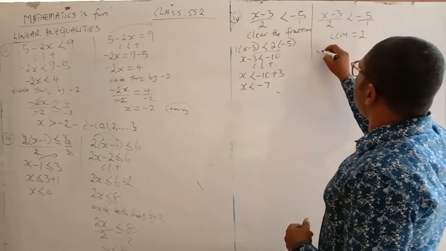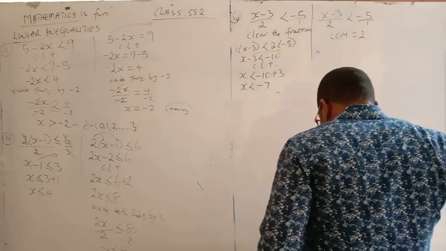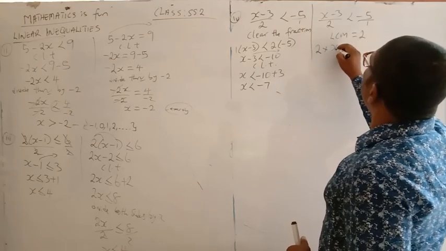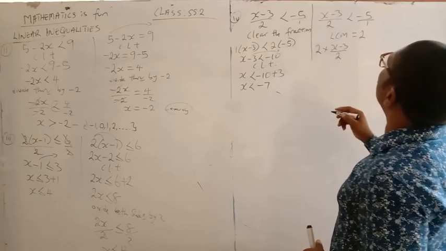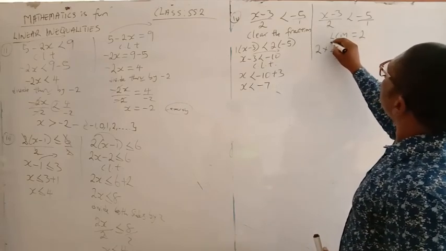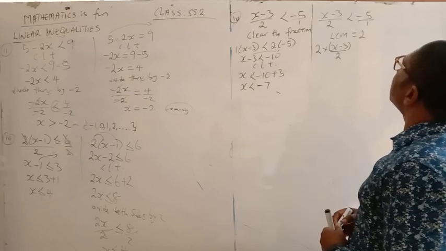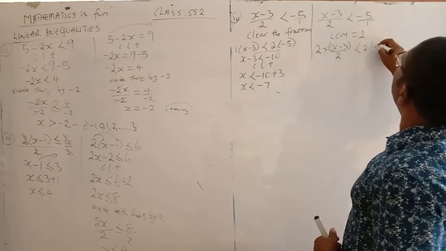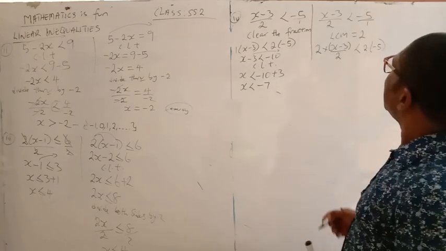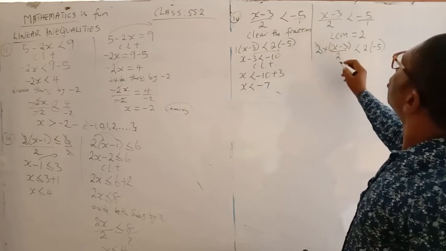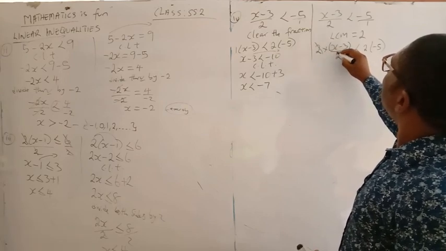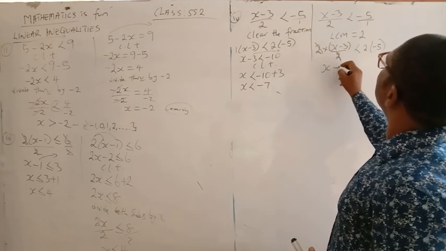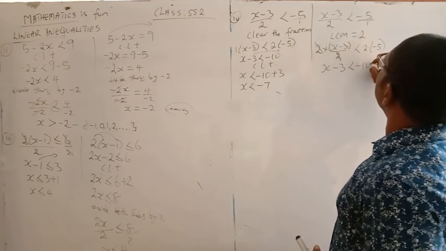So you have 2 times x minus 3 over 2. Remember to close this, x minus 3. Then less than 2 times minus 5 over 1, where these 2, the LCM, will delete the denominator 2. So you have 1, and that is x minus 3 less than minus 10.